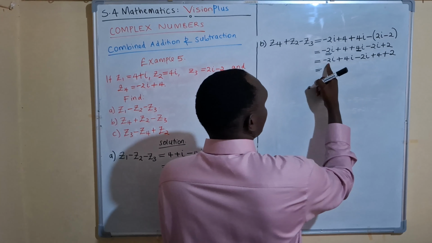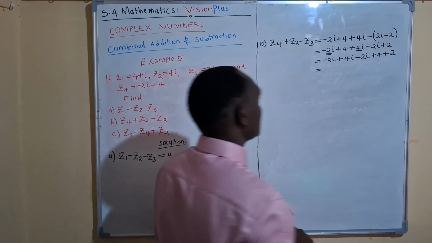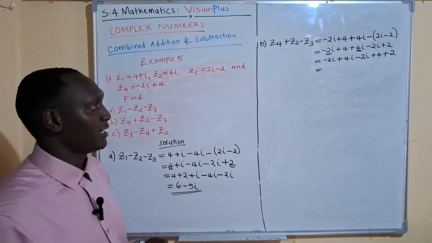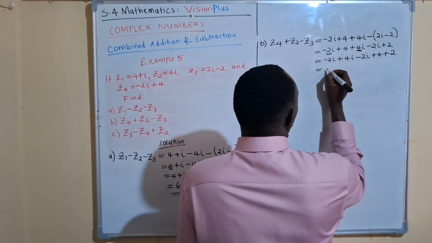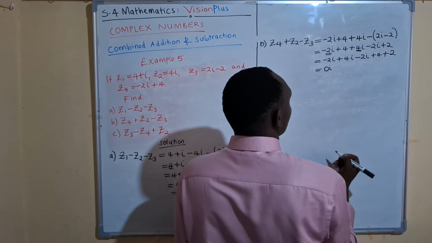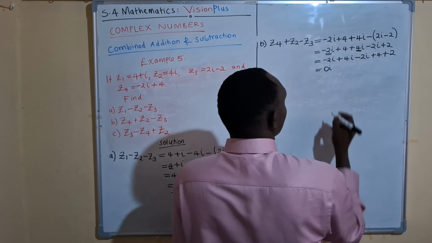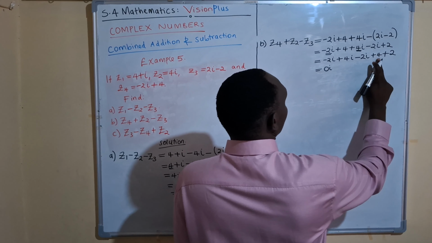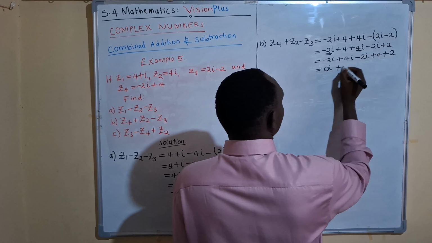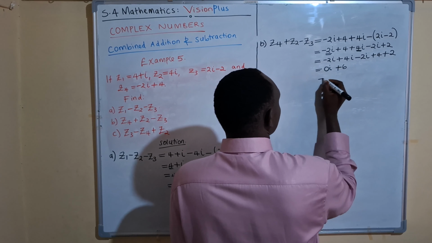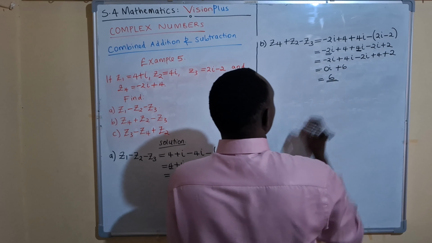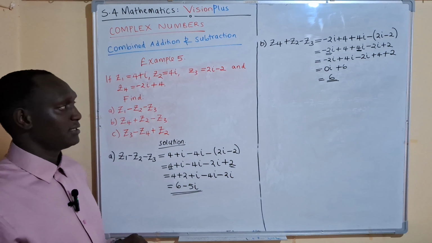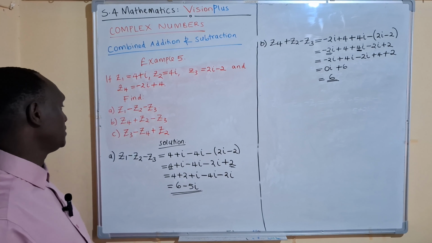What is negative 2i plus 4i? It gives us positive 2i. Positive 2i minus 2i gives us 0i. And then plus 4 plus 2, 6. Plus 6. What is 0i? That is 0. Therefore, the answer for z4 plus z2 minus z3 is 6.